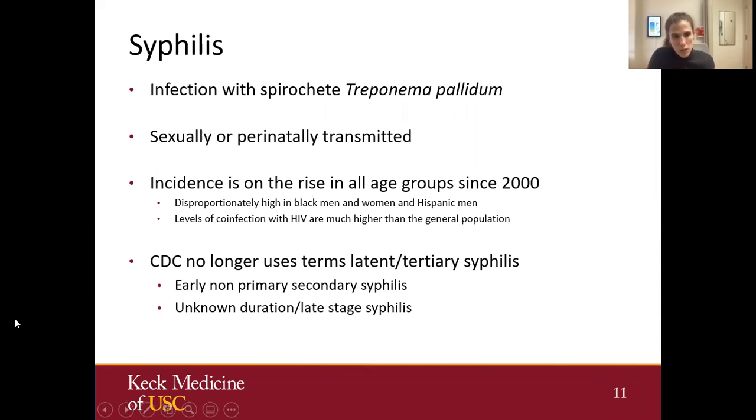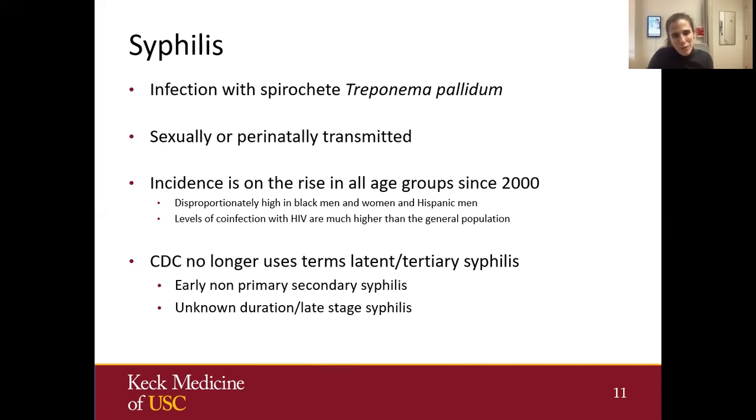So syphilis, as everyone here is aware, is an infection with the spirochete T pallidum. Since most of us here are seeing primarily adults, we see it as sexually transmitted, but it can also be perinatally transmitted. Unfortunately, the incidence in the US has been on the rise in all age groups since the year 2000, and this rise has disproportionately affected Black men and Black women and Hispanic men. We also know, and I think it's important for us as clinicians to know, that the level of co-infection with HIV is much higher in patients with a diagnosis of syphilis than in the general population. We'll talk a little more about that in a second.